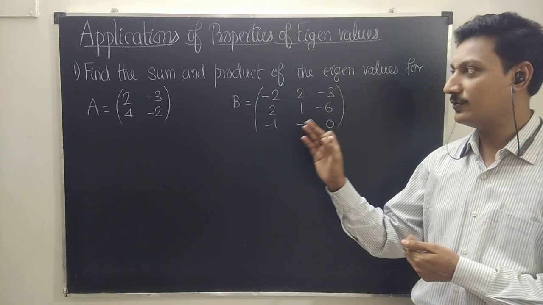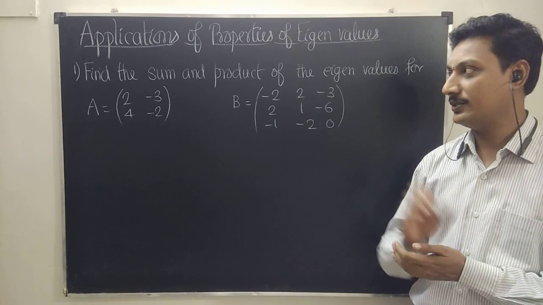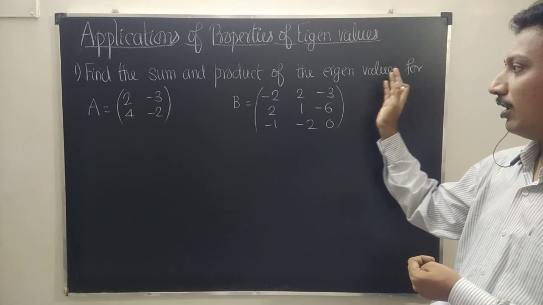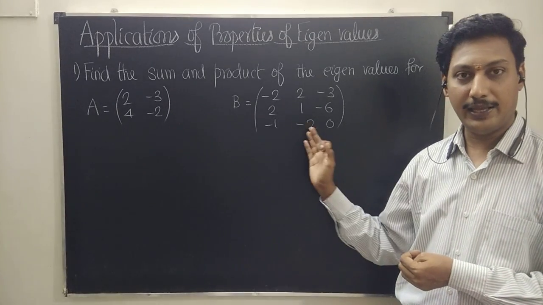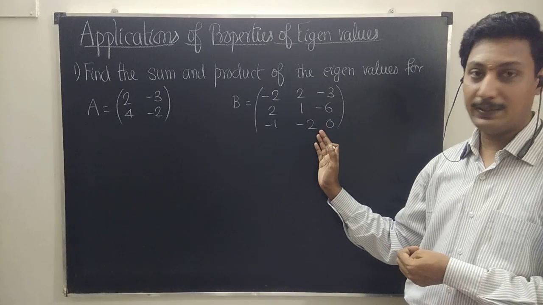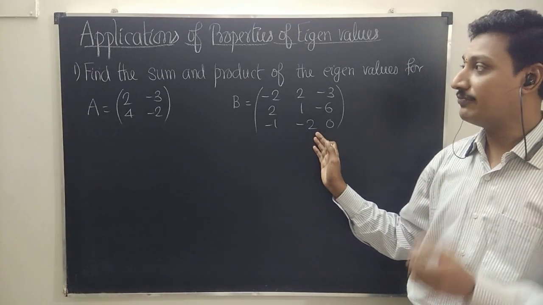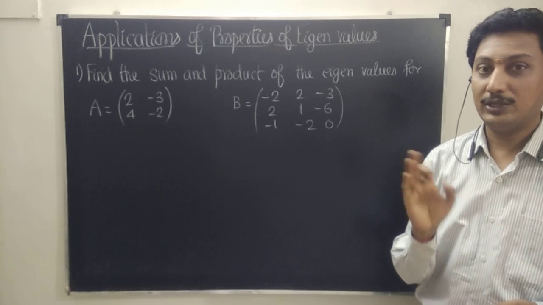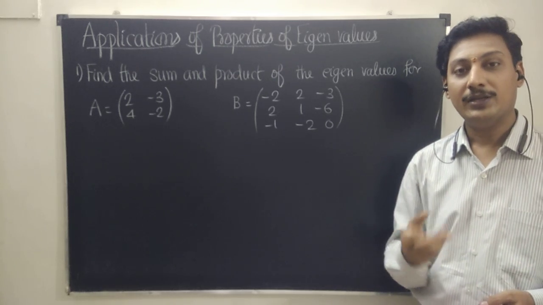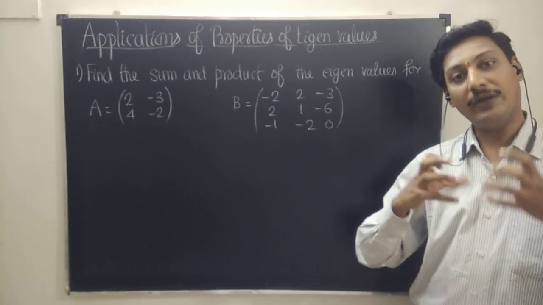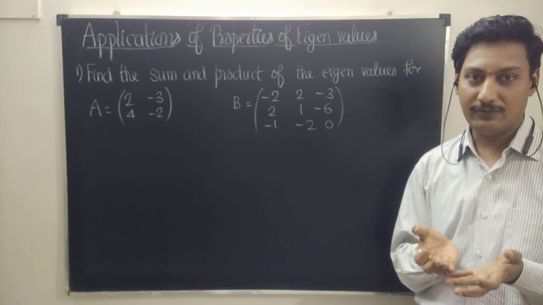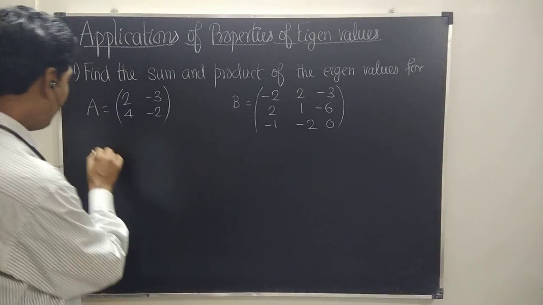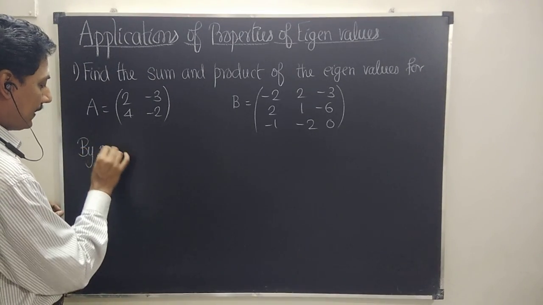So I am going to use those properties in these questions. Find the sum and product of the eigenvalues for the matrix A and B. A is a 2 by 2 matrix, B is a 3 by 3 matrix. But the question is to find the sum and product of the eigenvalues. They don't want the eigenvalues, but they need the sum of the eigenvalues and the product of the eigenvalues, without finding the eigenvalues, right?